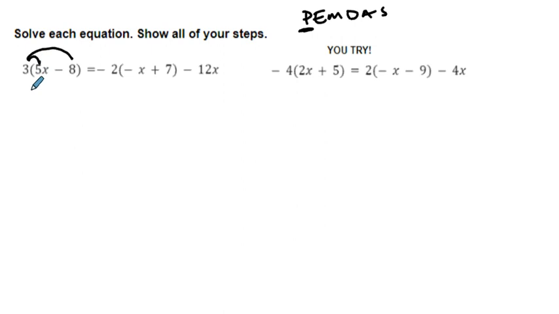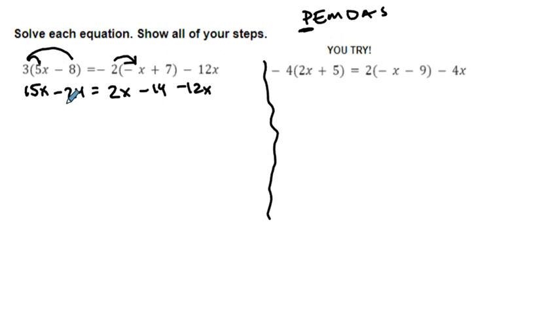So 3 times 5x is 15x. 3 times -8 is -24. Now, on this side, we have -2 times -1, basically. It's not written there, so that's going to be +2, and then tack your x on there. And then -2 times +7 gives me -14 minus 12x. Okay, so now we look and see if we have any collecting to do.